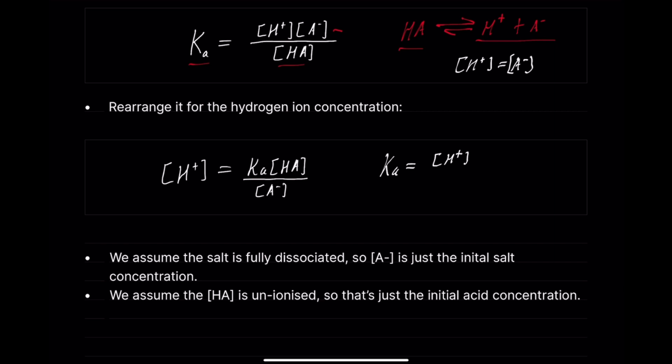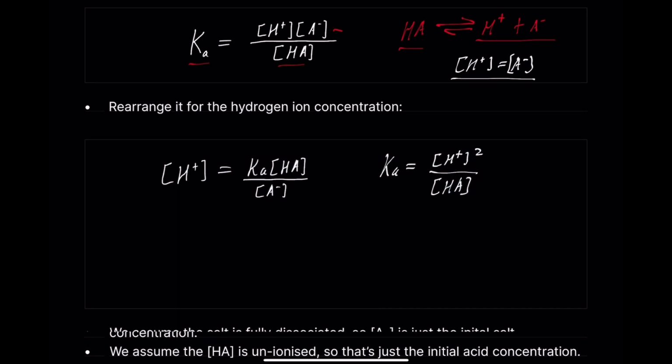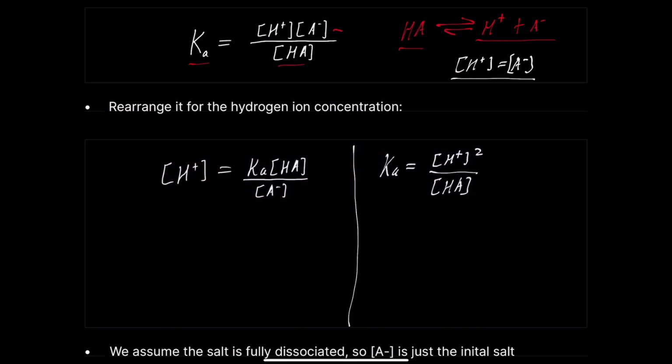I'll try and do some example questions in the next video. But once you understand that, and you just know that if these are equal, H plus, then Ka is equal to H plus squared over HA. Rearrange this equation, and H plus is equal to, really, just the square root of Ka times HA.